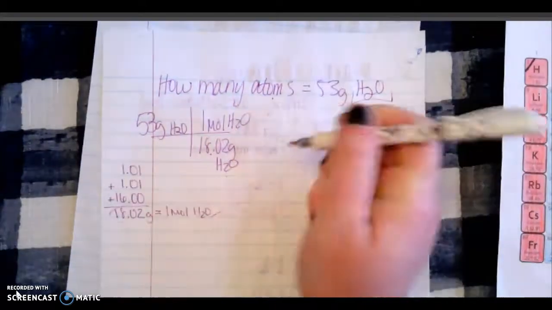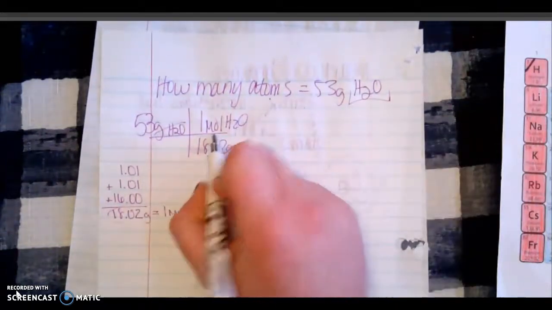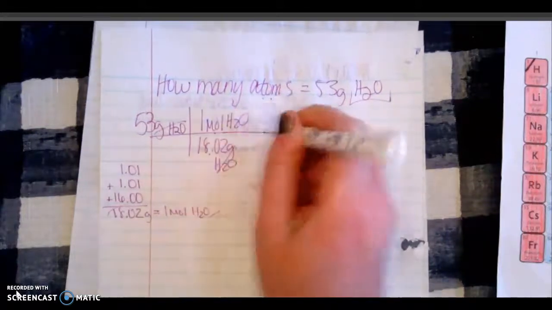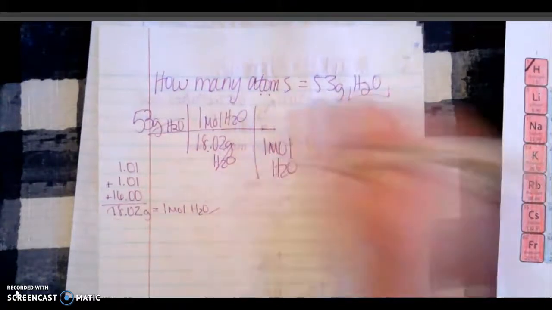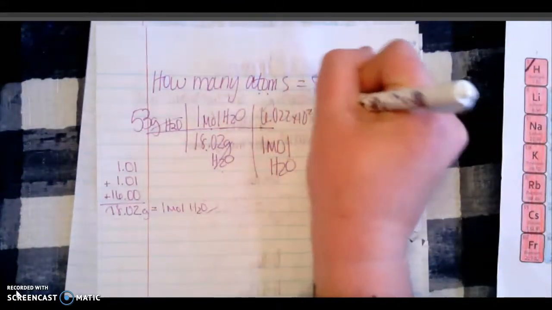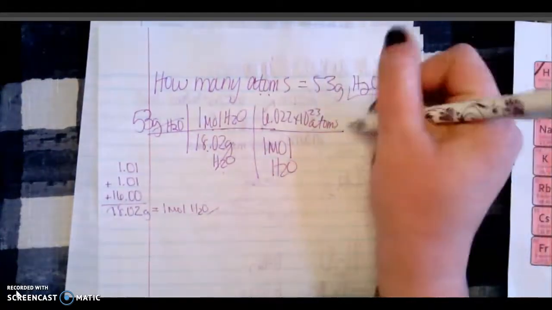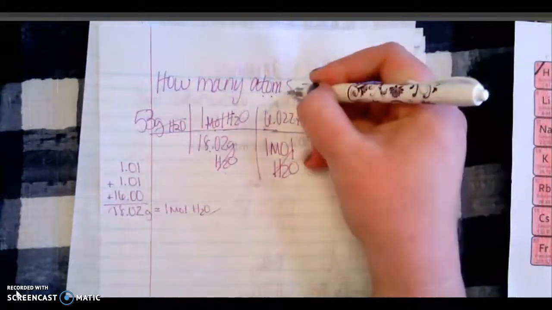All right. Now, my grams of water will cancel. What I have left is moles, and I'm not looking for moles. I'm looking for atoms. Okay. So 1 mole of water is equal to 6.022 times 10 to the 23rd atoms. Okay, my moles will cancel, and I'm left with atoms. That's what I'm looking for.